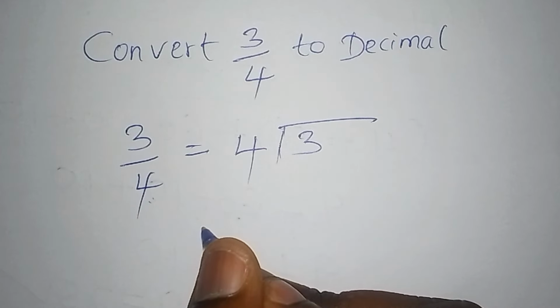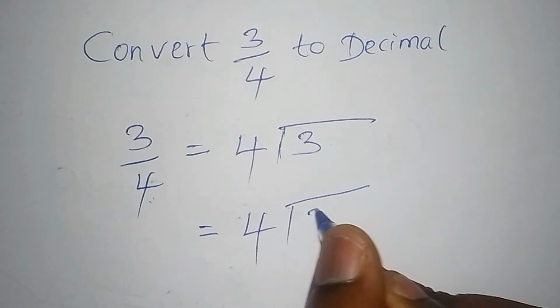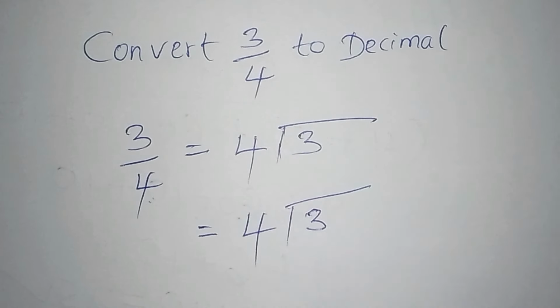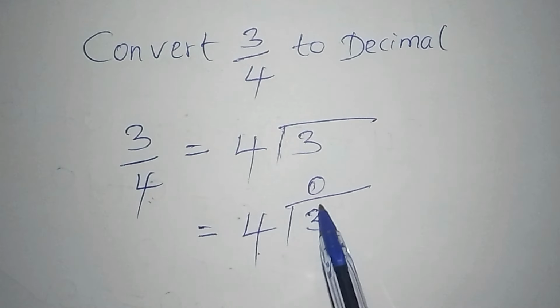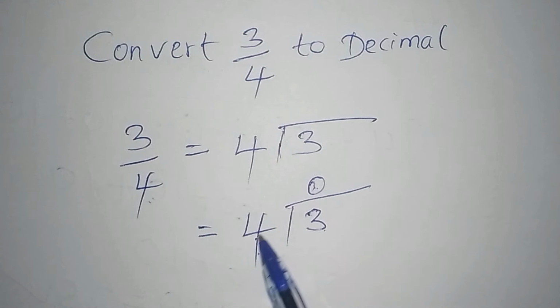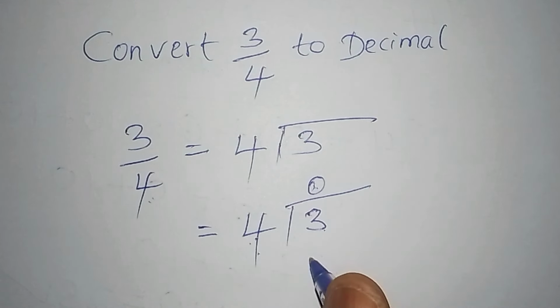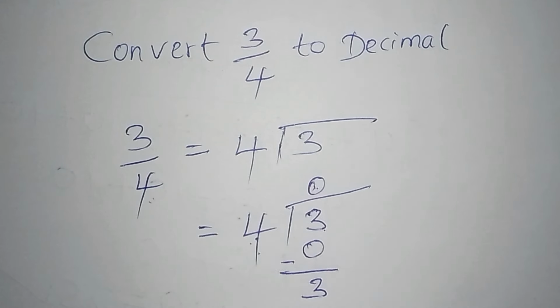So our next step now, we shall pick this 4. So we are saying that 4 cannot go into 3. So in short, 4 goes into 3 0 times, and 0 times 4 becomes 0. So we shall have our 0 there. Then from there we do what? We subtract. Then we shall have 3.